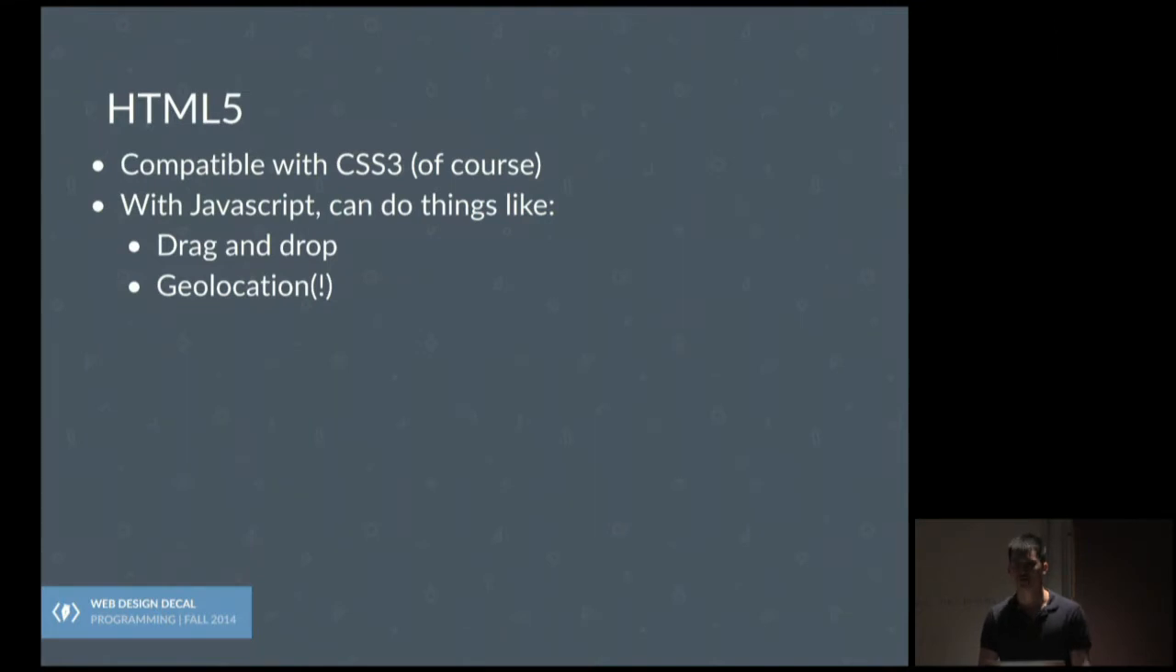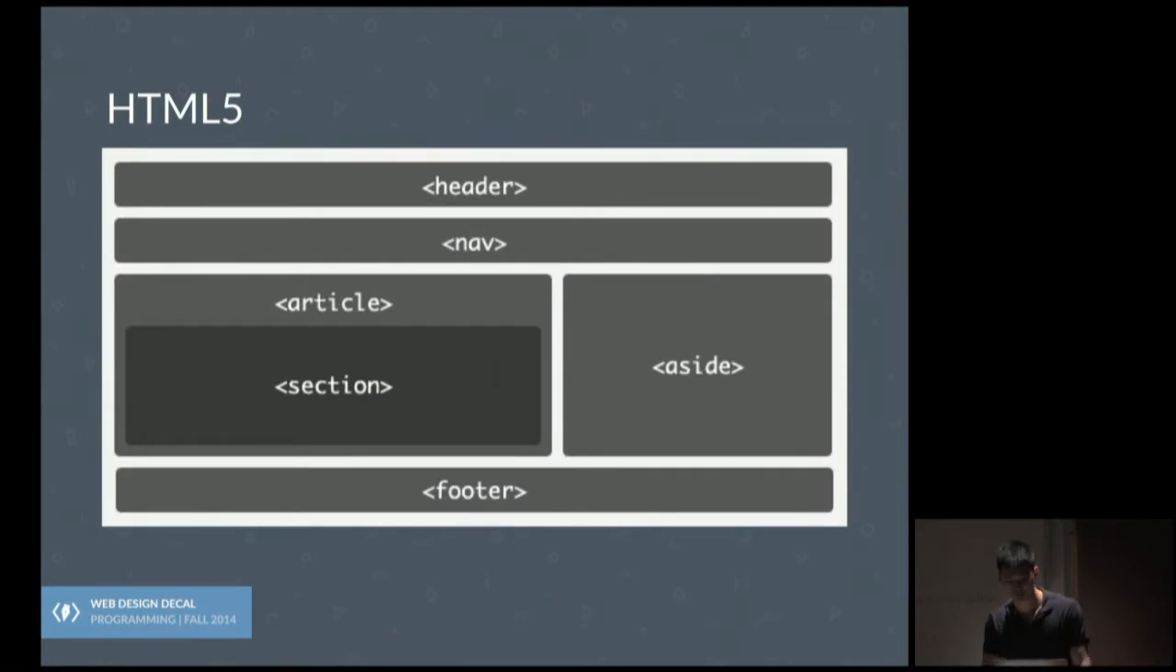So HTML5. Now, of course, it's compatible with CSS3. That sort of has to be the case. But you can also do drag and drop, which you normally associate with being kind of difficult to do. But you can do that in HTML5. You can even grab the geolocation of whoever is using your app. So this is all very possible. I won't go into specifics because I don't have enough time. But just know that that's a very possible and very real thing that you can do from the browser.